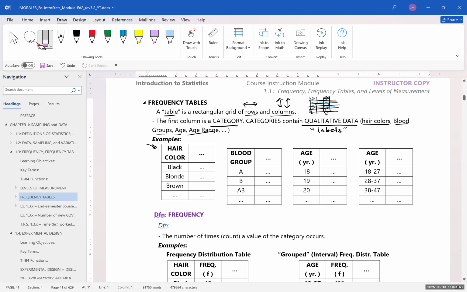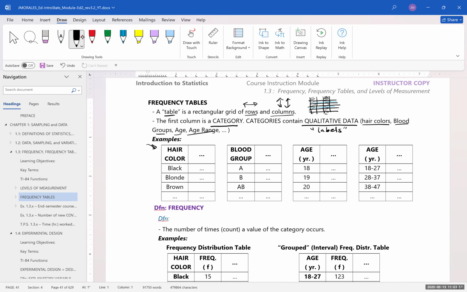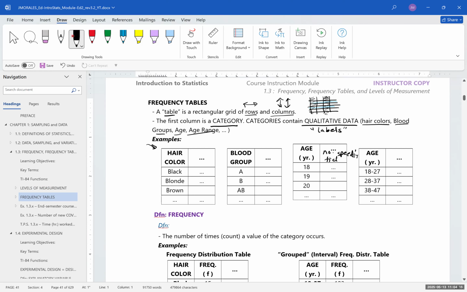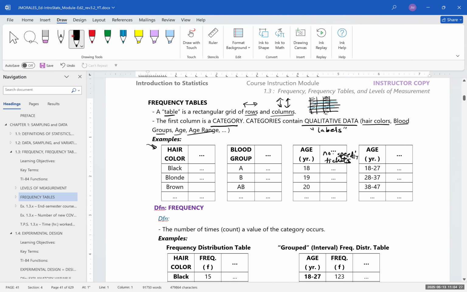But these other two, these are not labels. I mean, these are numerical values, right? An age of 18 years, 19 years, 20 years. Those are clear numbers. But let's see here. Maybe the next column over could be something like the number of speeding tickets, something like that. And so an 18-year-old might have six speeding tickets, a 19-year-old, five, a 20-year-old, five, and so on.